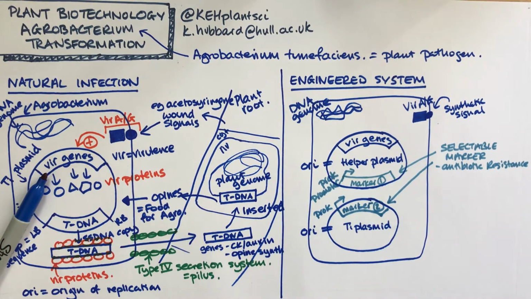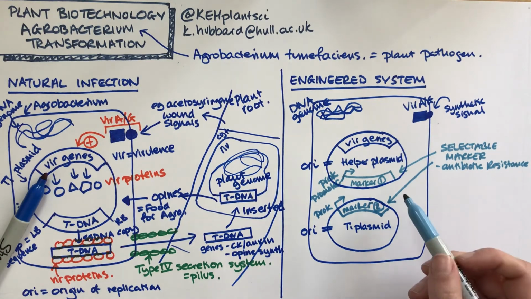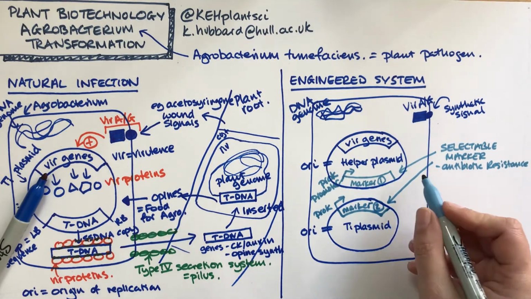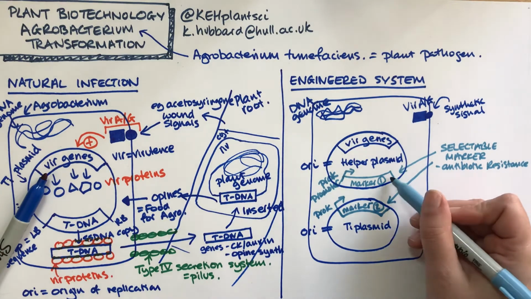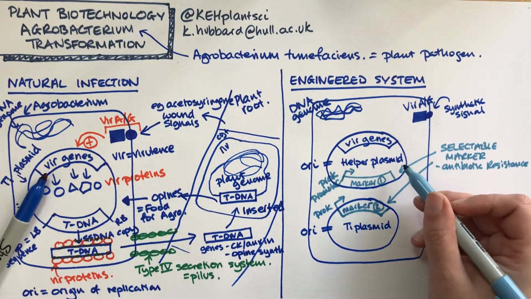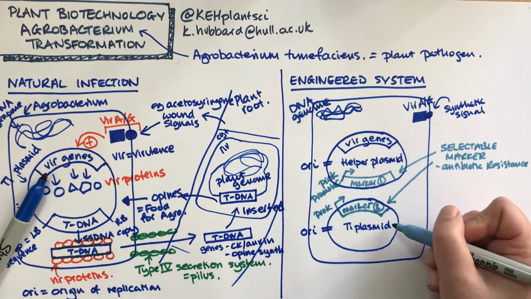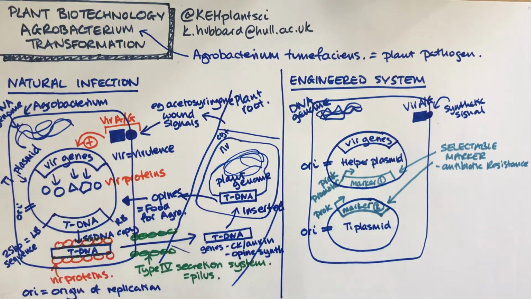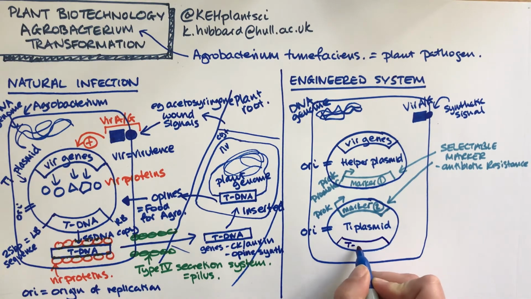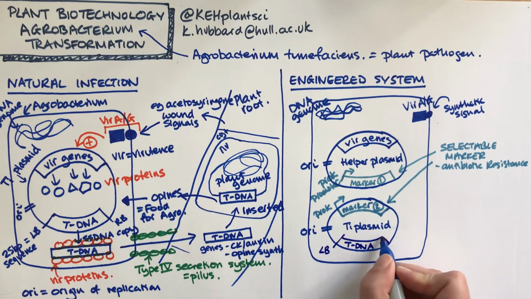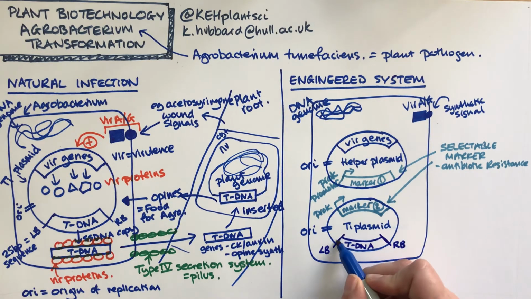plasmids. Okay, so you can grow bacteria with multiple different antibiotics, and if they're resistant to both of them, then we know that they must have both the helper plasmid and the TI plasmid. So what's left on the TI plasmid? Well, on the TI plasmid, we will have our tDNA, which still has the left and the right borders. Okay, because those were the recognition sites.